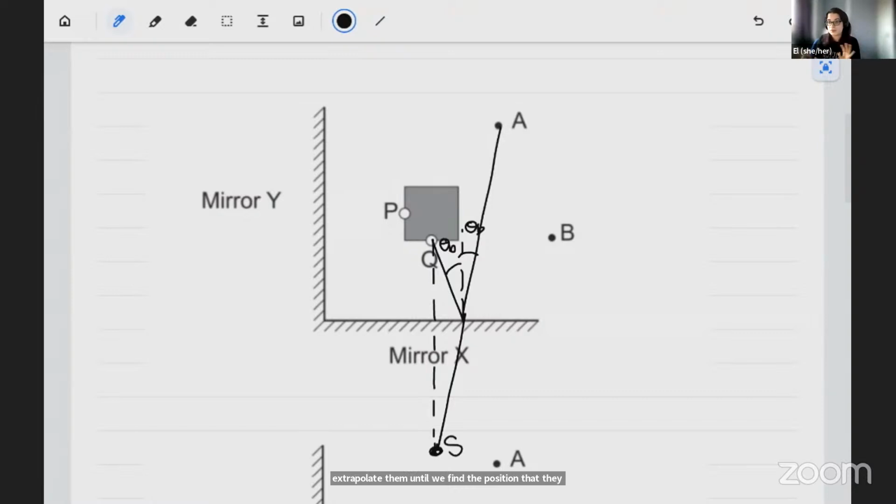There's probably something good on BBC Bitesize about the difference between real and virtual images and where you can find them in different cases. But I hope that makes sense. And if not, I'm sure Anna and Nina will type something in the chat for you.